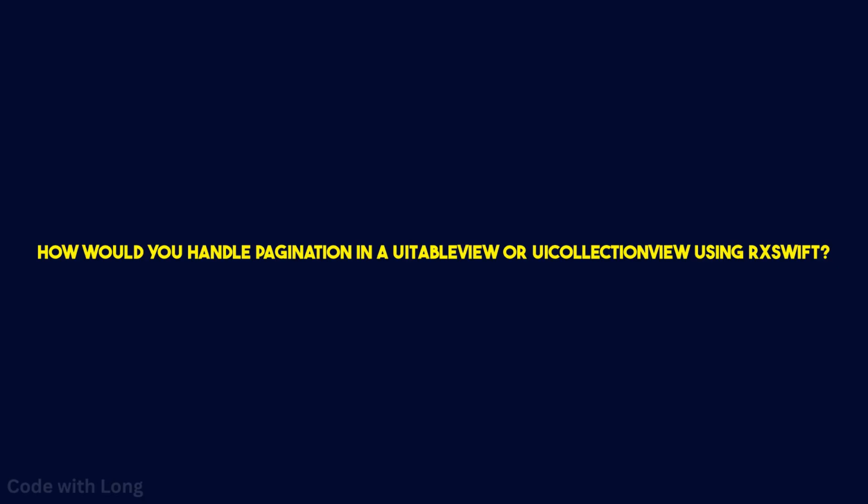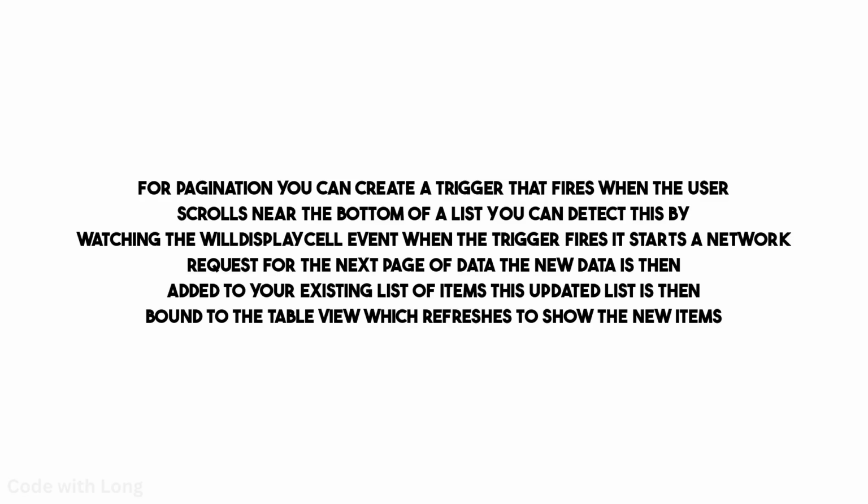How would you handle pagination in a UITableView or UICollectionView using RxSwift? For pagination, you can create a trigger that fires when the user scrolls near the bottom of a list. You can detect this by watching the willDisplayCell event. When the trigger fires, it starts a network request for the next page of data. The new data is then added to your existing list of items. This updated list is then bound to the table view, which refreshes to show the new items.